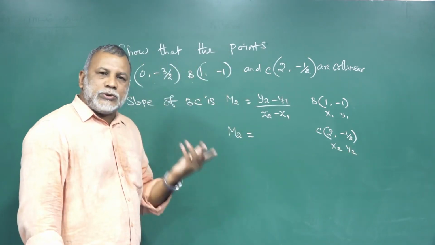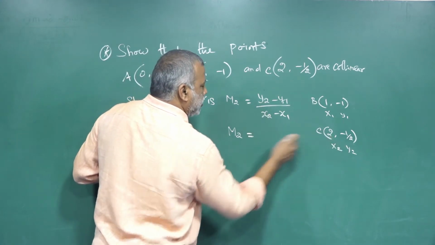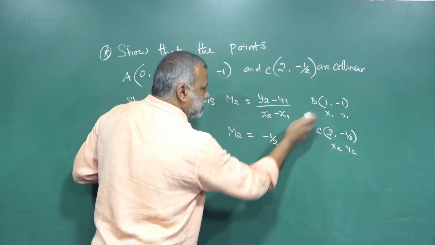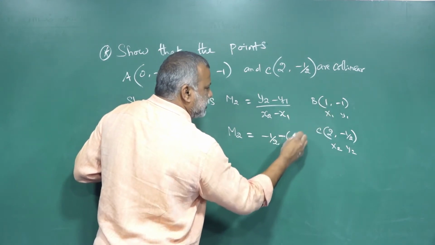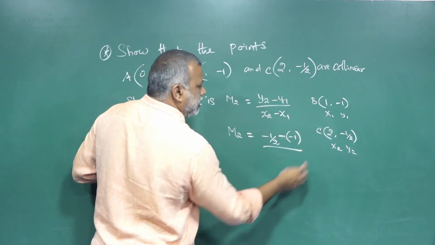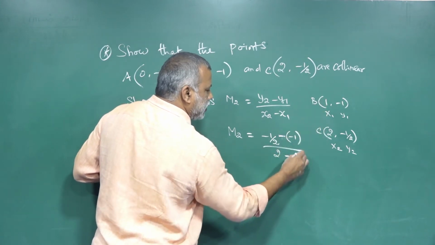Now we are going to substitute the data. m2 equal to y2, what is the value of y2? Minus 1 by 2 plus, that means already negative. So use like this, negative of y1 is minus 1, divided by, what is the name of x2? 2 minus, what is the name of x1? 1.